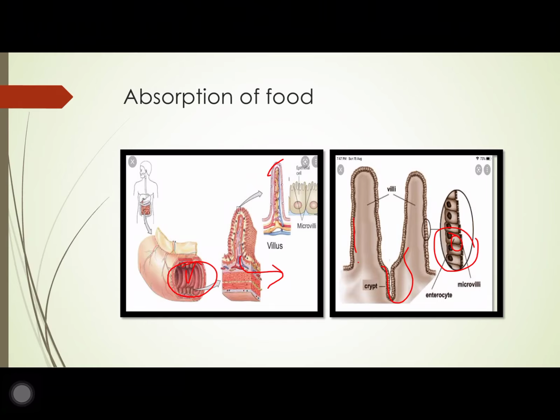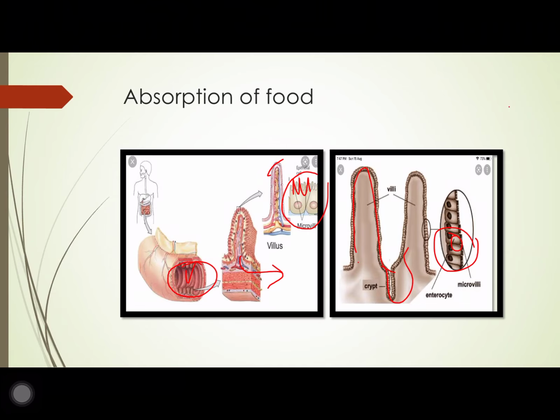So these finger-like projections are called villi. This is the crypt region. These are enterocytes, and these small parts which have been highlighted here are called microvilli. You can see here. And again in these microvilli, the finger-like projections are called epithelial cells. And each villus has a huge number of blood capillaries. How it works, we will see in the next slide.